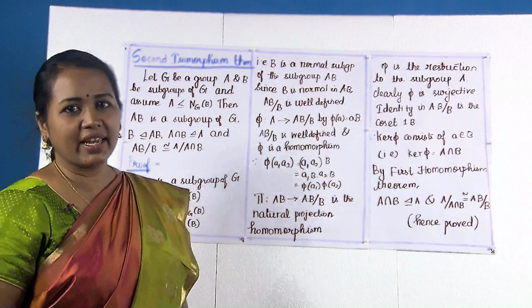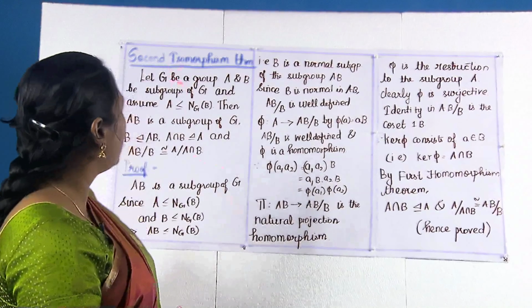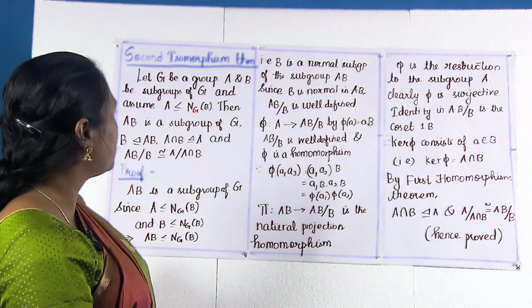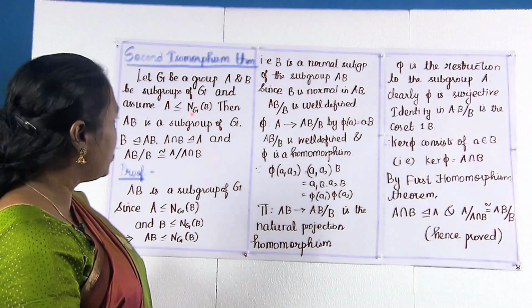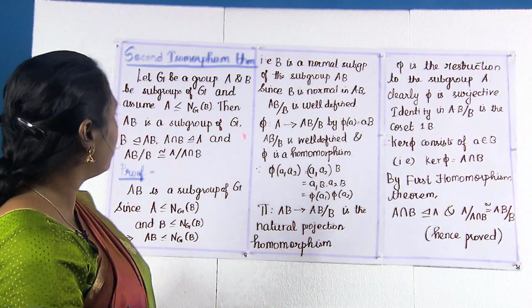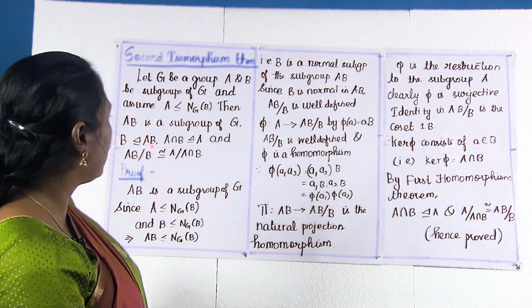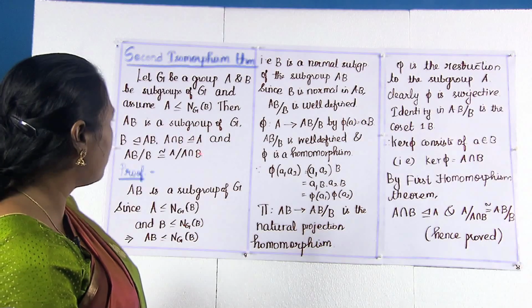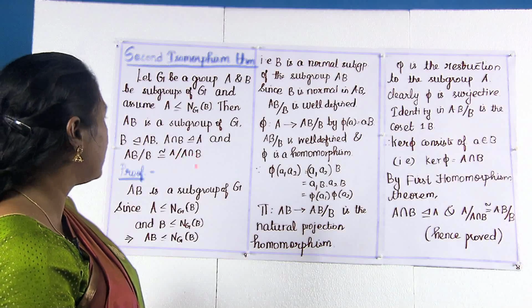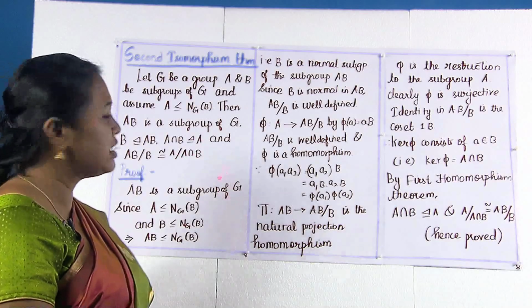Now, we shall see the second isomorphism theorem. Let G be a group, A and B be subgroups of G, and let us assume that A is a subset of Ng of B, where Ng of B is the normalizer of B. Then AB is a subgroup of G, B is a normal subgroup of AB, A intersection B is a normal subgroup of A, and AB by B is isomorphic to A by A intersection B. So, we have to prove these statements.